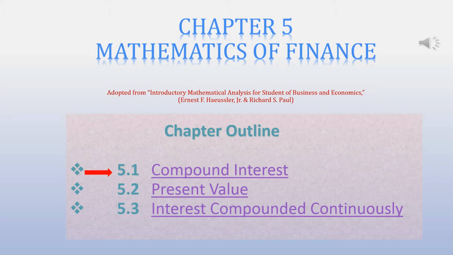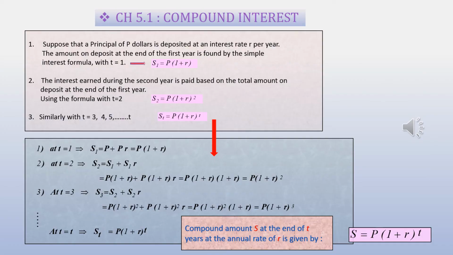Let us start with the first section, 5.1, Compound Interest. Suppose that a principal of P dollars is deposited at an interest rate R per year. Principal P means the investment, which is the initial amount of money a person puts or deposits in a bank.